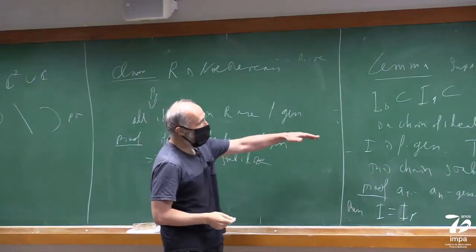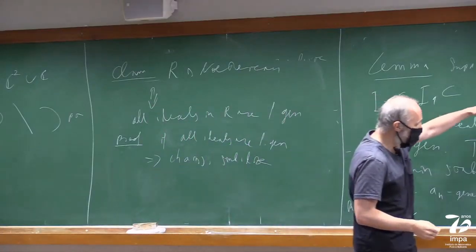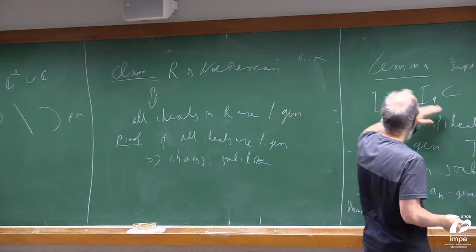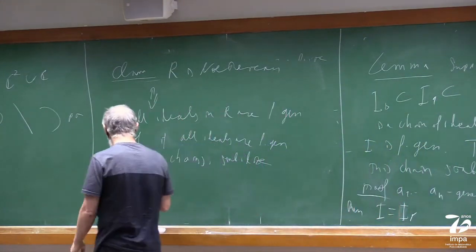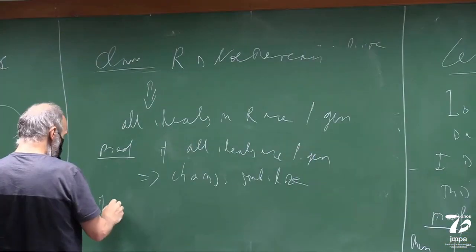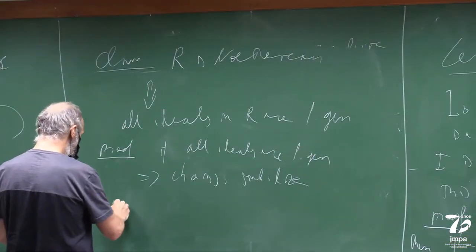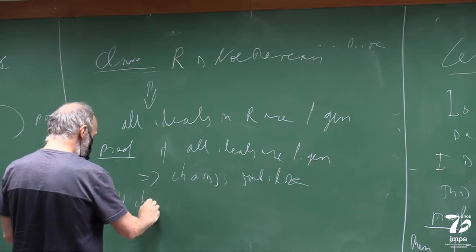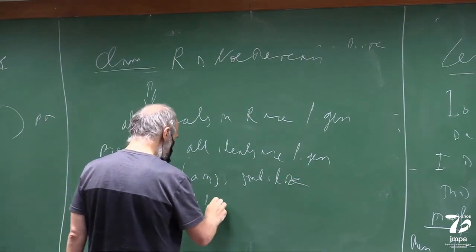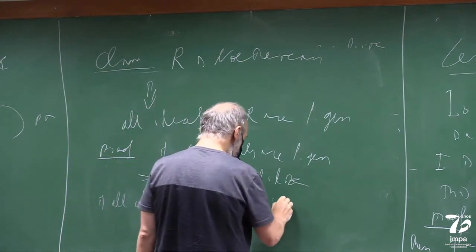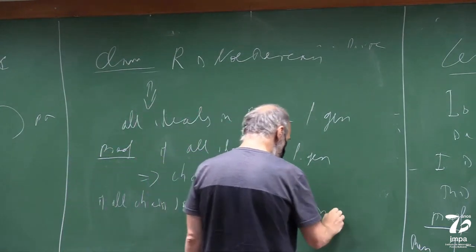Okay, you have a chain of ideals, you just take their union, the union is finitely generated, and you apply this lemma. Conversely, if all chains stabilize, then ideals are finitely generated.